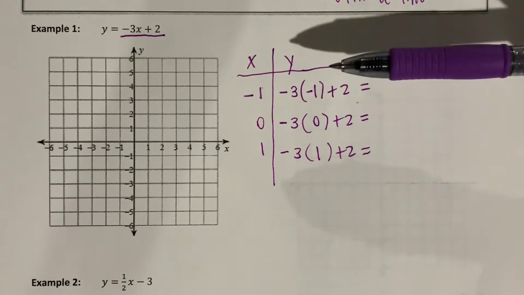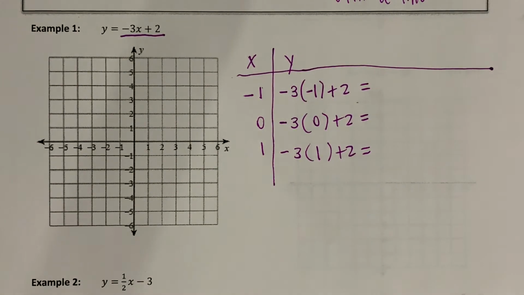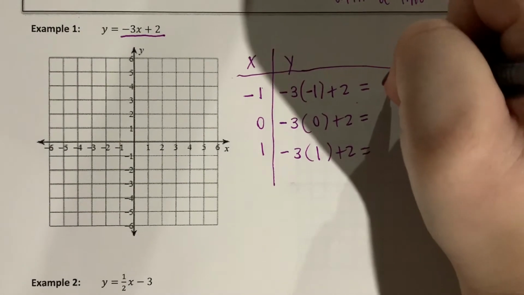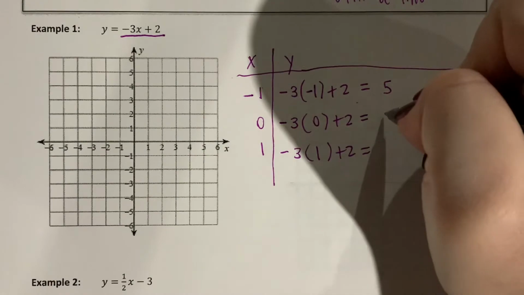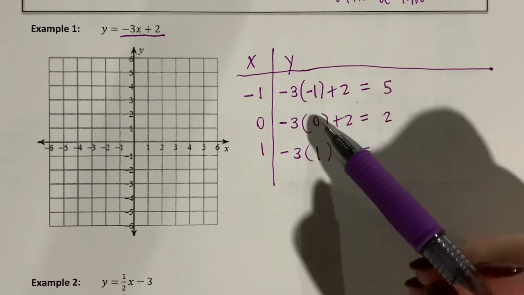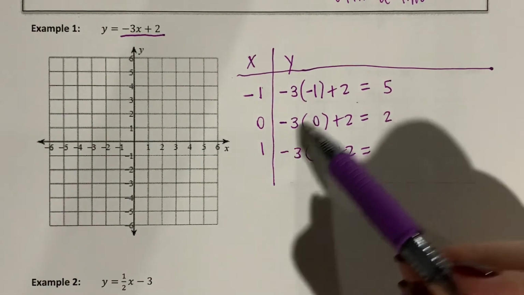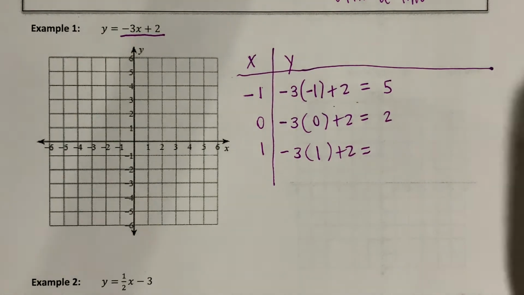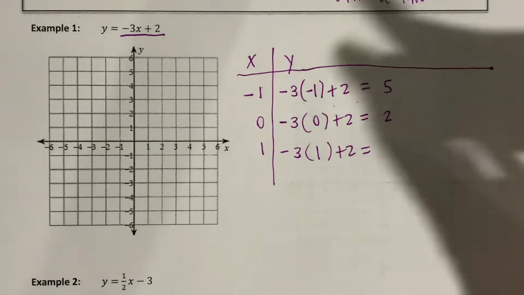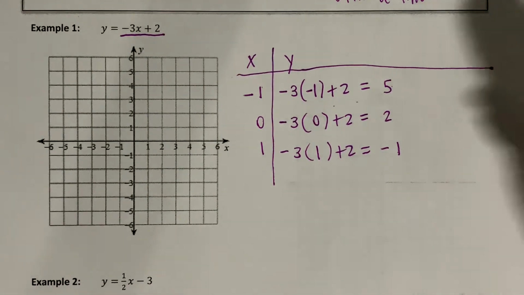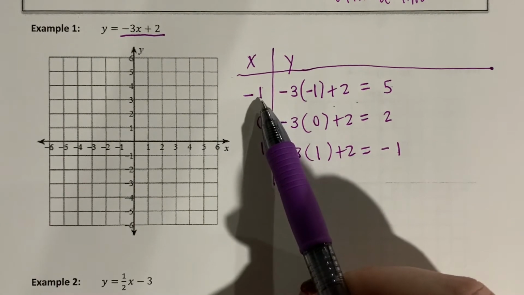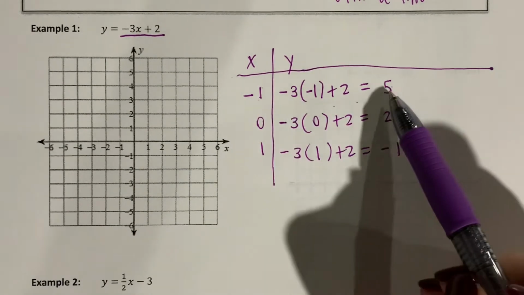So you could do this in your head. You could plug it in your calculator. When I plug in x equals -1, I get 5. When I plug in x equals 0, I get 2. And this is a quick one to check. Anything times 0 is just 0. So you're just left with the +2. And then when I plug in x equals 1, I get -1. So these are my corresponding y values. And each of these are an ordered pair or a point, -1, 5.